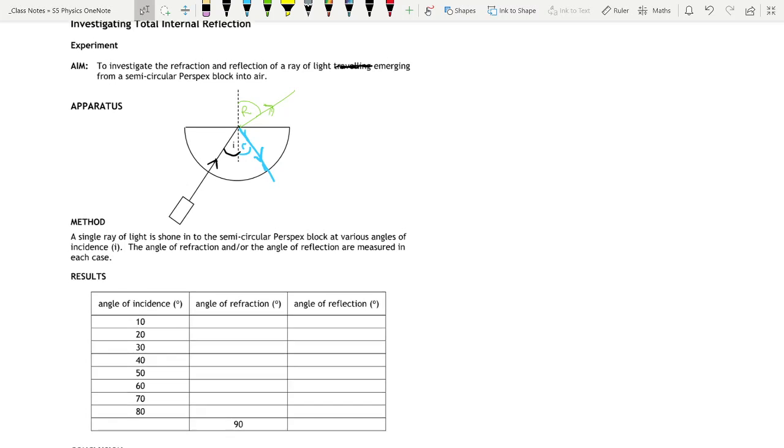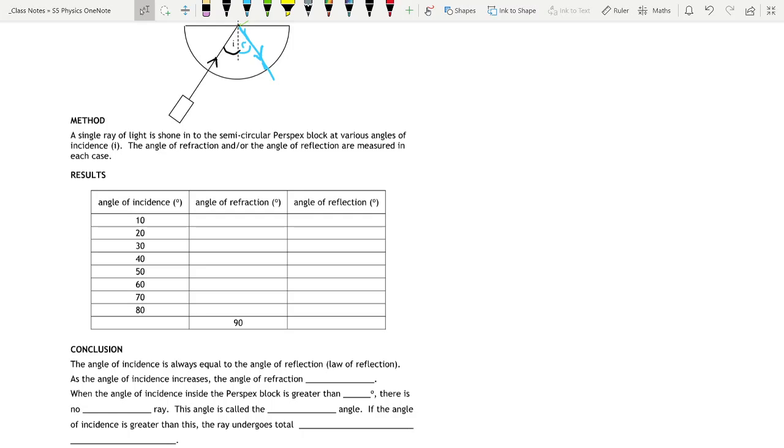So what I'm going to do is put in some sample data for you here. We know that the angle of reflection is the same as the angle of incidence, so we can write that in straight away. It's just going to be 10, 20, 30, etc. Now the angle of refraction. So that's capital R, that's lowercase r, and that's I.